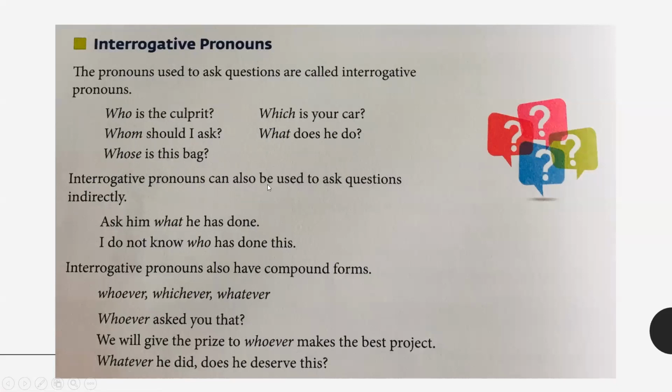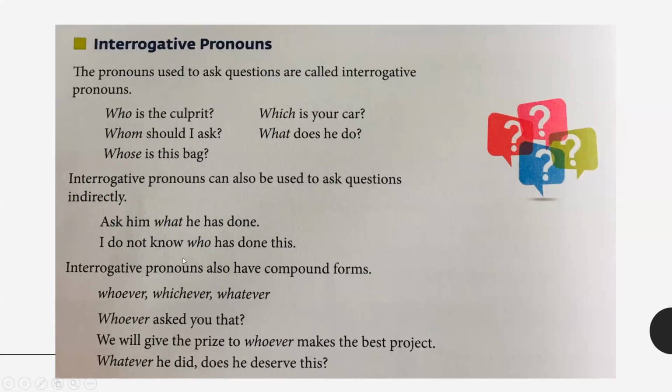We also say these words are WH words. Interrogative pronouns can also be used to ask questions indirectly. Ask him what he has done. I do not know who has done this. Here, the interrogative pronouns are used indirectly, and that's why the question mark is not there at the end, but still a question is asked.